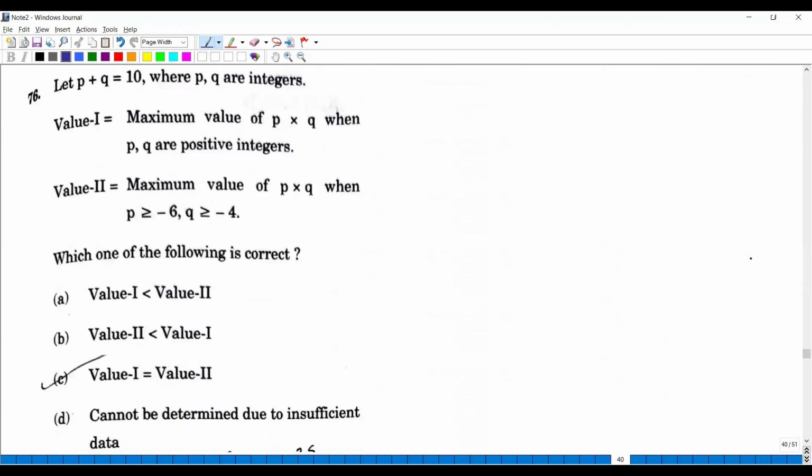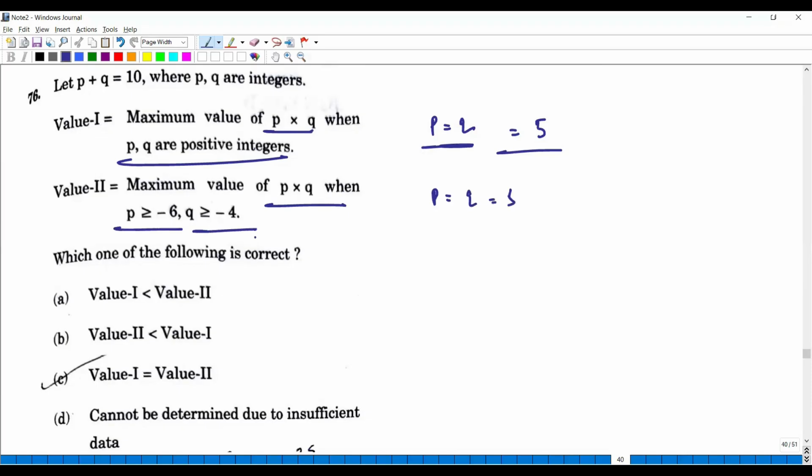P plus Q is equal to 10 when P and Q are integers. Maximum value of P into Q. See, P into Q is maximum when P is equal to Q. It is maximum when P and Q are positive integers, that is when P and Q are 5. Maximum value of P and Q again is when P and Q are equal to 5 only. Because he says P is greater than or equal to minus 6, Q is greater than or equal to minus 5. So it only becomes maximum when P is equal to 5, Q is equal to 5. So in both cases, the first value is also 25, the second one is also 25 only. So value 1 is equal to value 2, you can say.